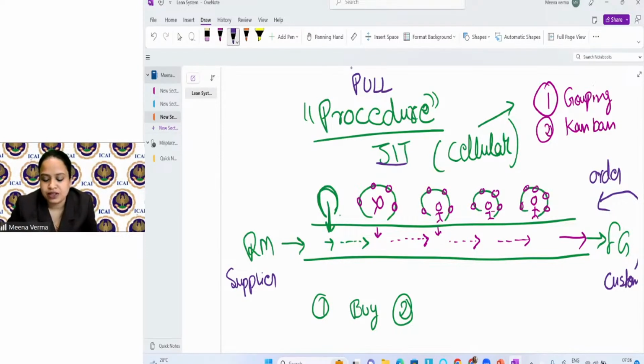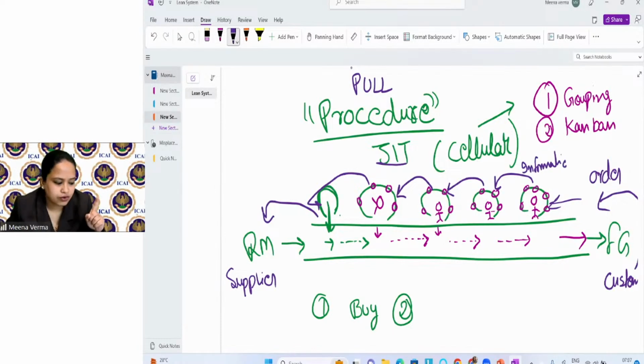Then what will happen? The person or the manager, whoever is present here, will inform this person that we need the product, your output. He will inform this working cell, we need your output, and this will inform the supplier, we need your output. So you can see on one side information is flowing.